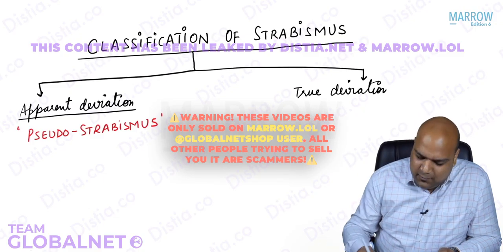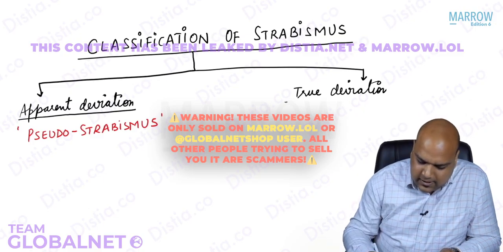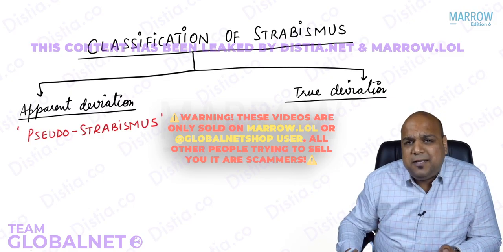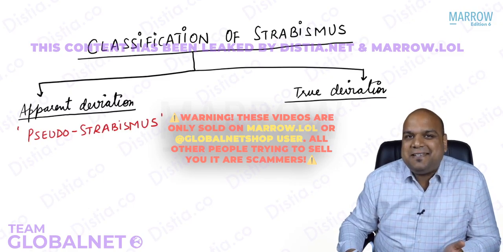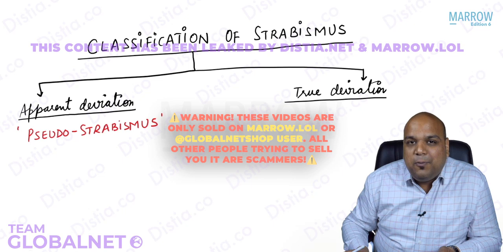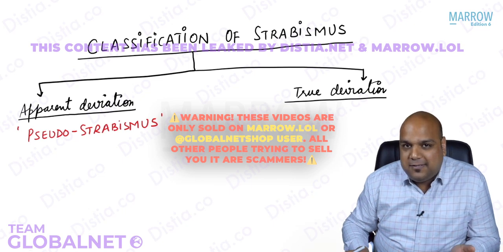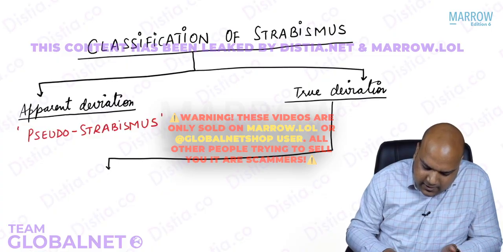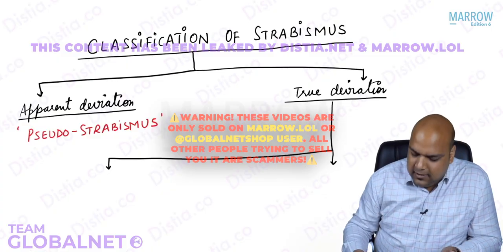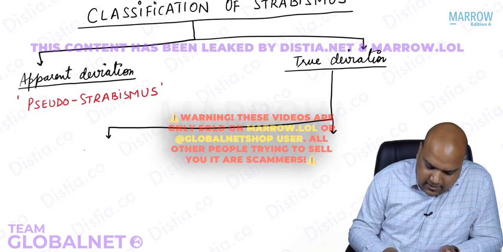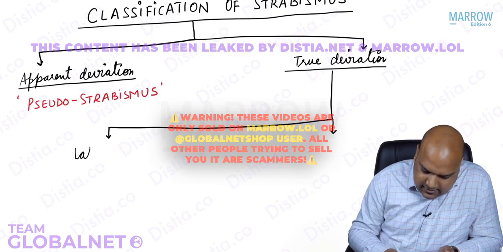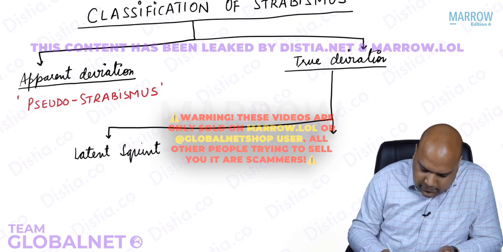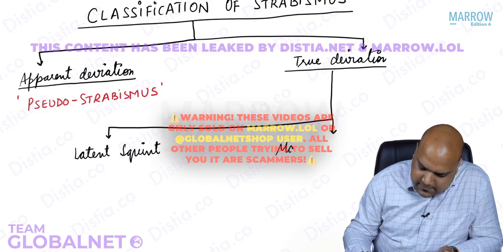Okay. Then we move on to the second group, that is true deviation, everybody. True deviation, by the name itself, it is very clear. It is a deviation and it is an actual deviation. So when we are talking about squint per se as a word, we are talking about true deviation. So true deviation can further be divided or classified into two groups. The first group we say has latent squint. And the second group has manifest squint.